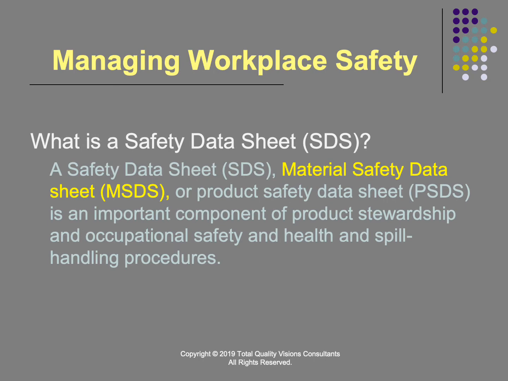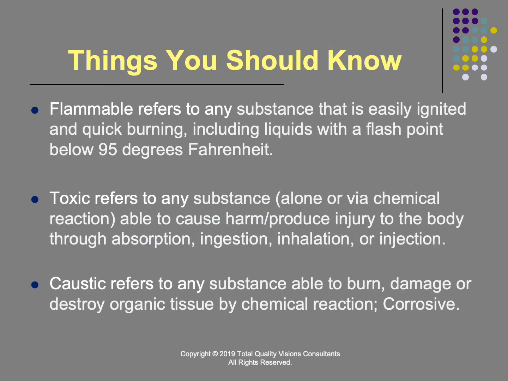A safety data sheet, material safety data sheet, or product safety data sheet is an important component of product stewardship and occupational safety and health and spill handling procedures. A flammable substance is any substance easily ignited and quick burning, including liquids with a flash point below 95 degrees Fahrenheit. A toxic substance, alone or via chemical reaction, is able to cause harm or produce injury to the body through absorption, ingestion, inhalation, or injection.